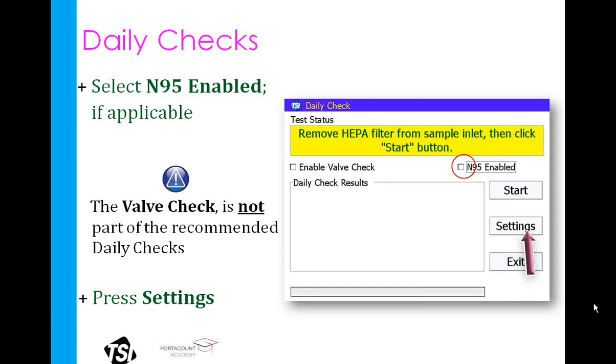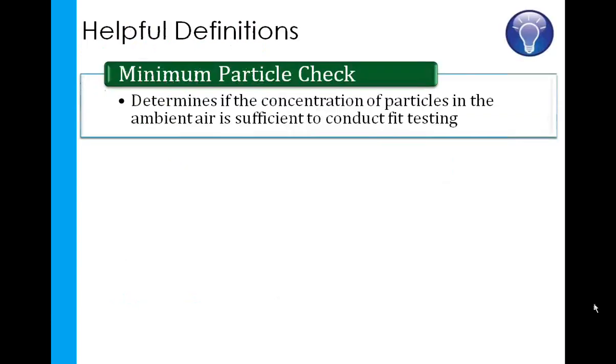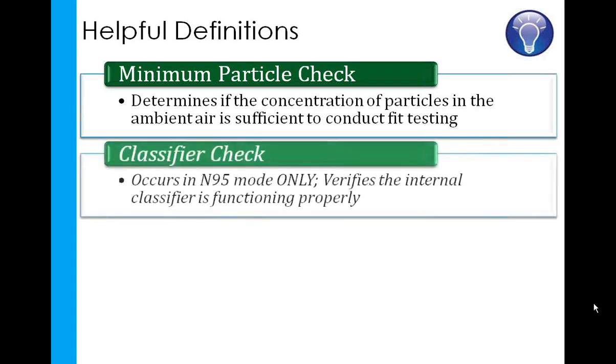Before we start our daily checks, though, I would like you to tap on the Settings button. As you take a moment to look around the daily check settings screen, I want to define some of the settings that are displayed. The first one across the top should be the minimum particle check. This determines if we have enough particles in the environment to adequately challenge the mask so that we can run a proper fit test.